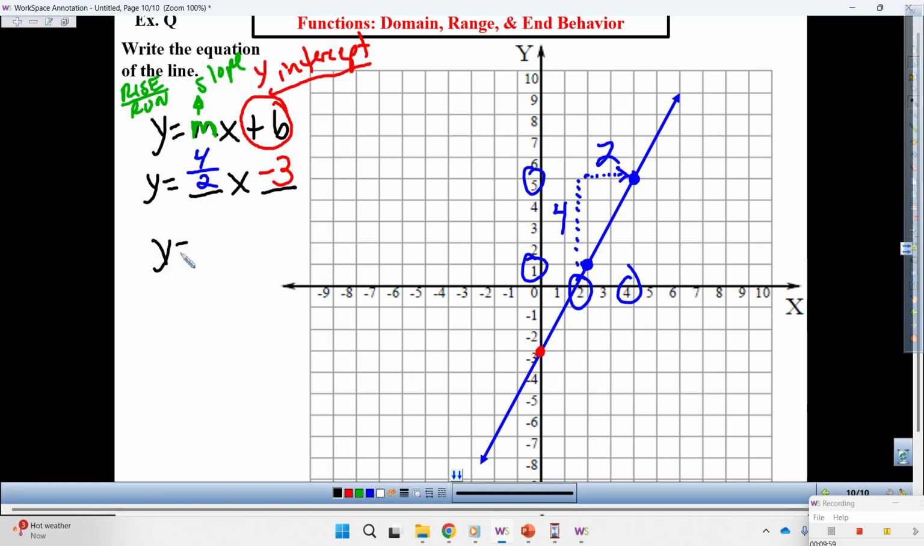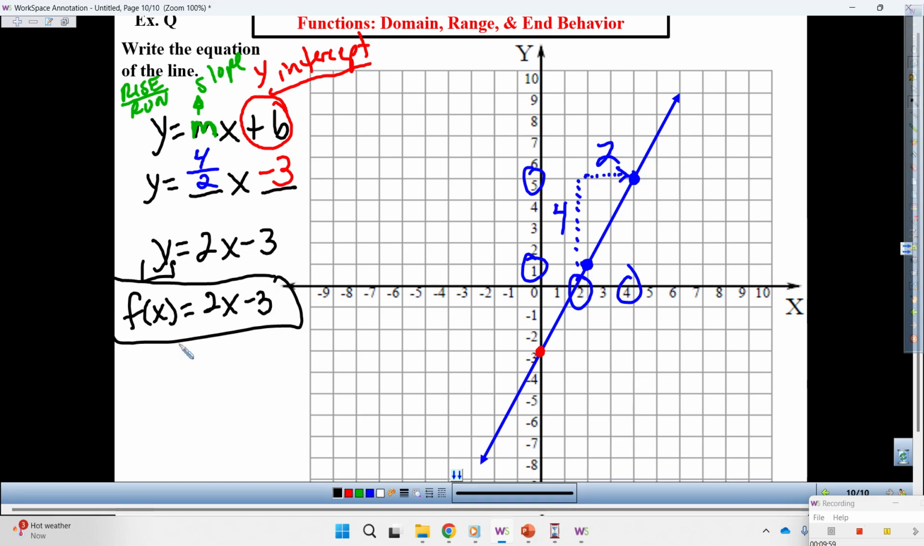So y equals 2x minus 3. And of course, we write it in function notation. So we change the y to what? f of x equals 2x minus 3. This is our linear function. Why is it a linear function? Because the line is right there. It's a straight line. Send me a picture of your graph, please, on the screen.